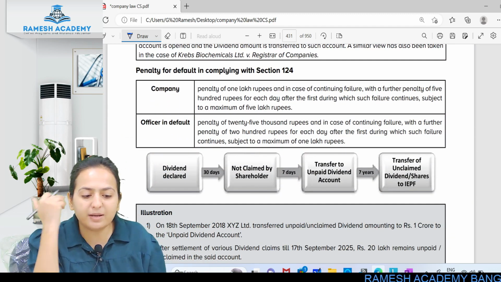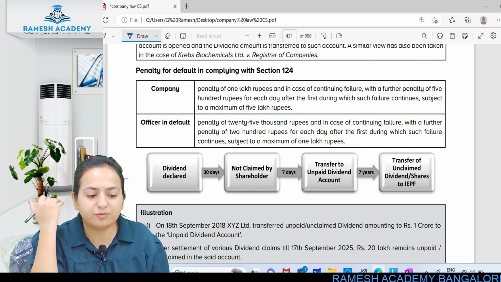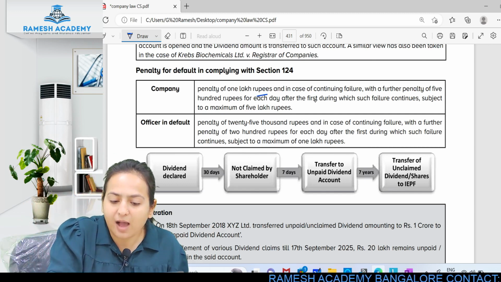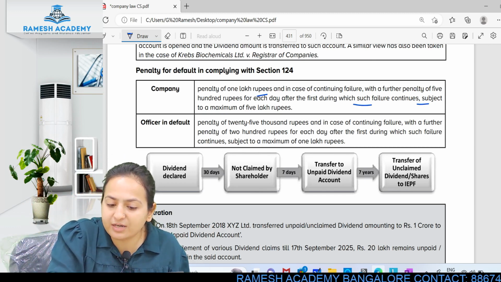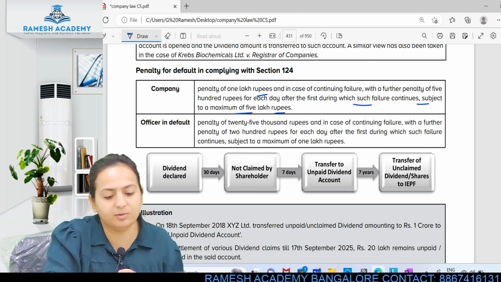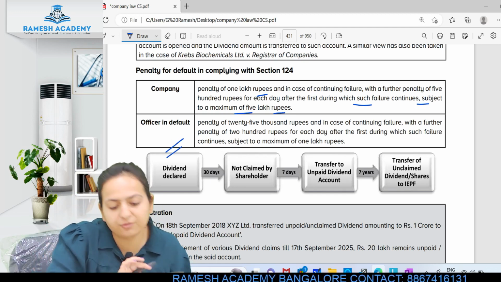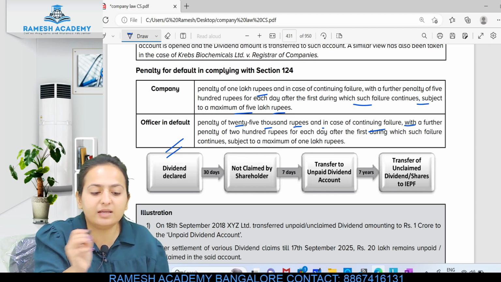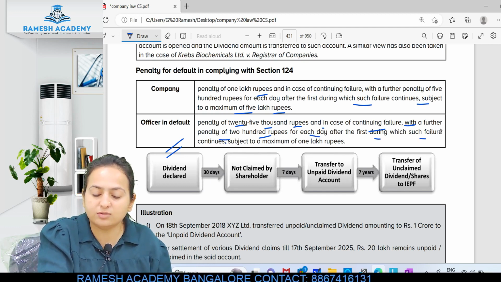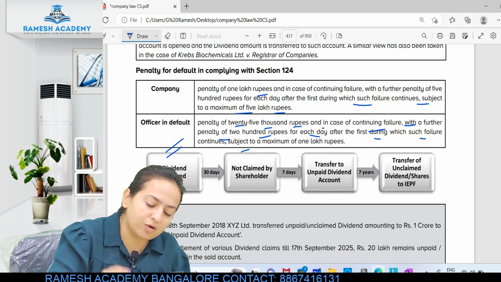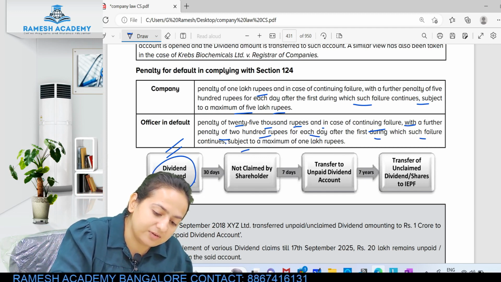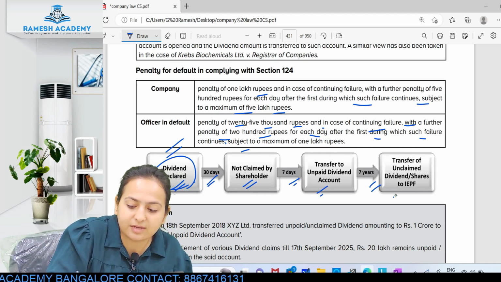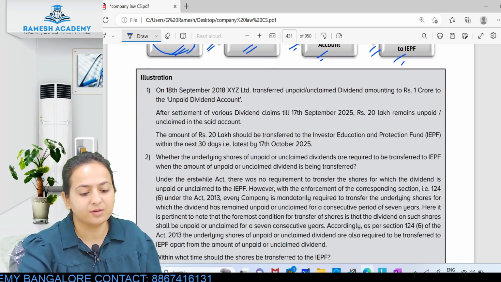Now what is the penalty? Suppose you have defaulted, the company will be liable for 1 lakh rupees, and if it is continuing, every day it is continuing, subject to a maximum of 5 lakh. Officer in default, penalty of 25,000, and in case of a continuing failure, a further penalty of 2,000 each day. So now it is simple: dividend declared, within 30 days not claimed, 7 days transfer to unpaid, 7 years transfer to IEPF.